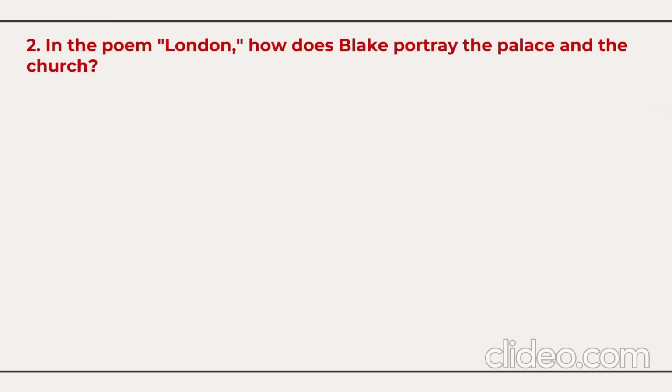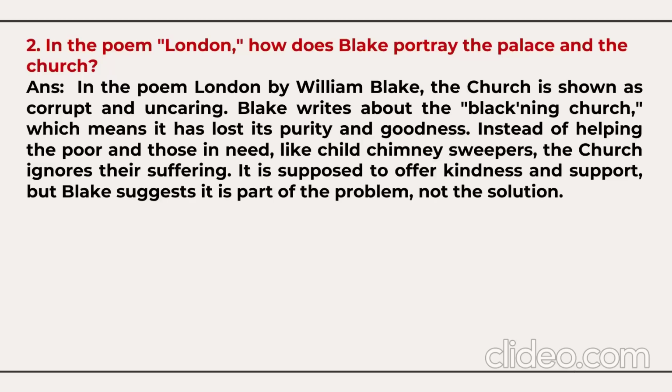Second question, in the poem London, how does William Blake portray the palace and the church? In the poem London by William Blake, the church is shown as corrupt and uncaring. Blake writes about the blackening church, which means it has lost its purity and goodness. Instead of helping the poor and those in need, like child chimney sweepers, the church ignores their suffering.